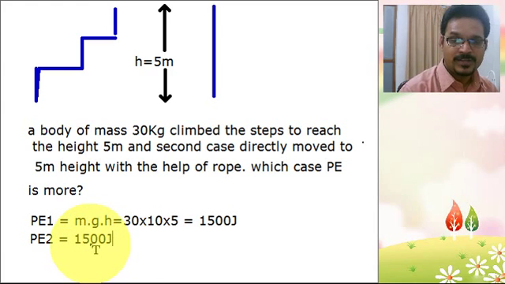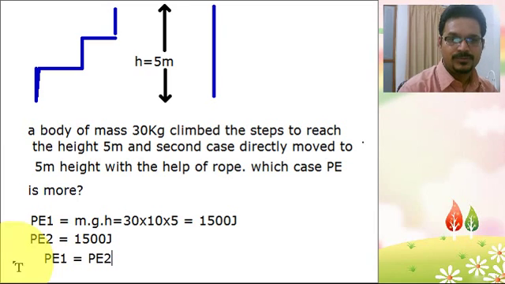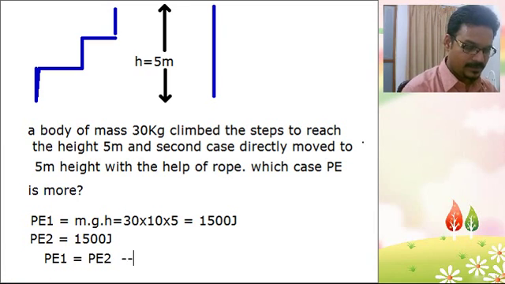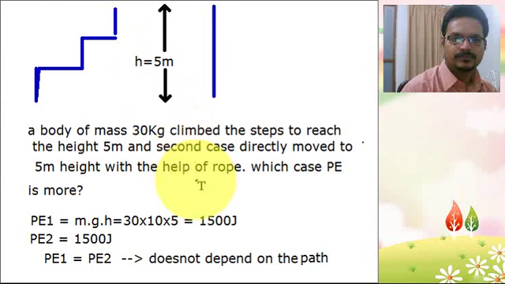In the second case also, with mgh you get 1500 joules. So we can write PE1 equal to PE2. Hence it proves that potential energy does not depend on the path.